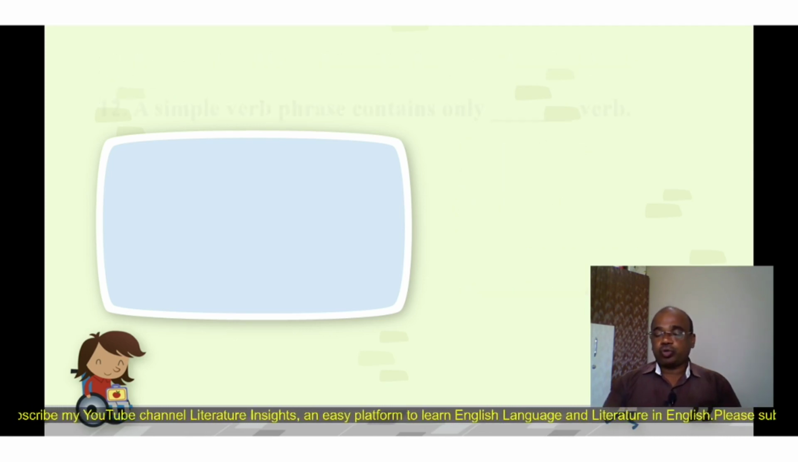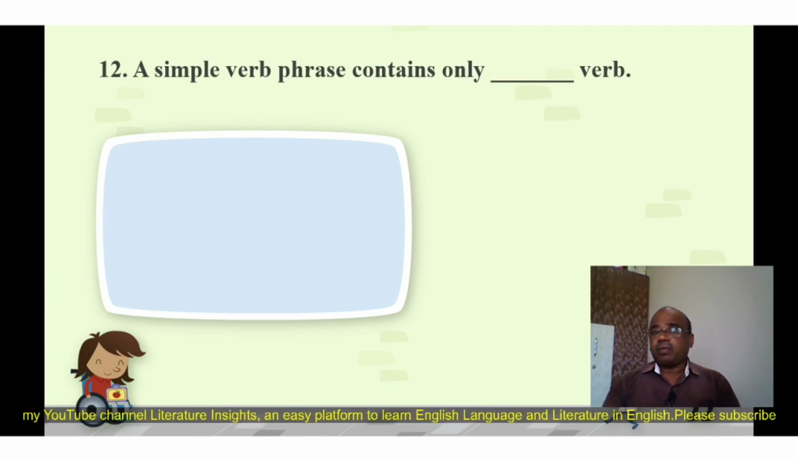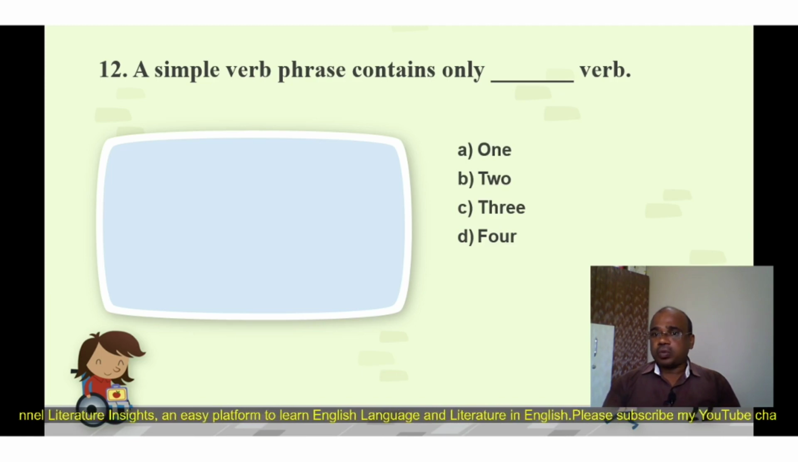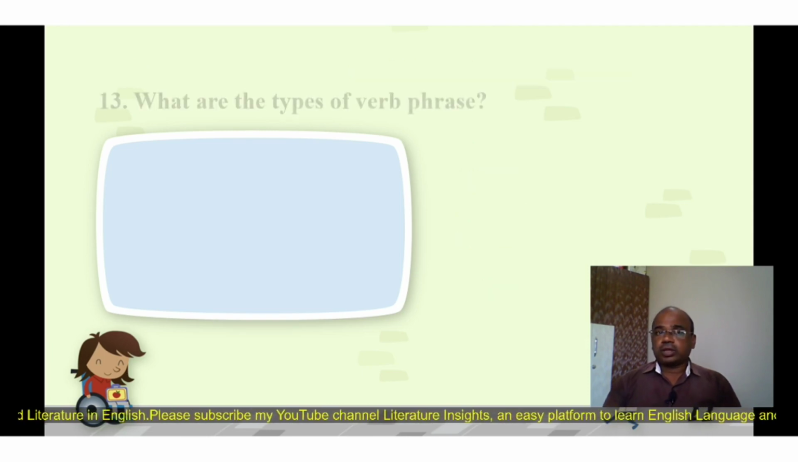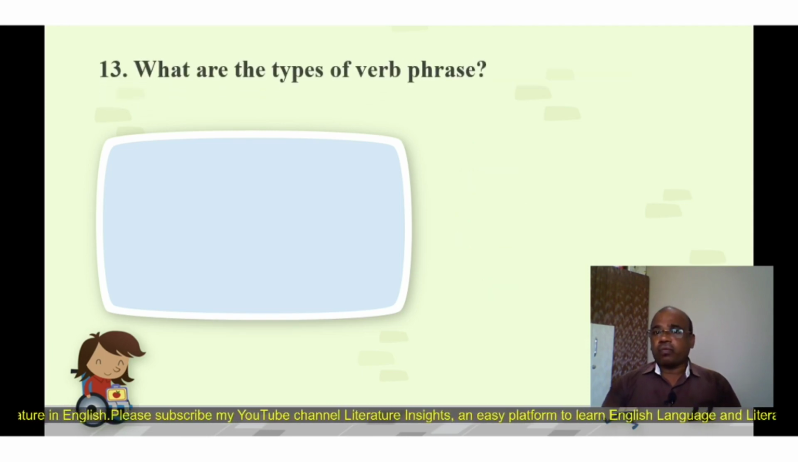Then question number 12. A simple verb phrase contains only verb. Here are four options: A. 1, B. 2, C. 3, D. 4, and the correct option is A. A simple verb phrase contains only one verb. In verb phrase, simple verb phrase, you can find only one verb, but in complex you can find more than one.